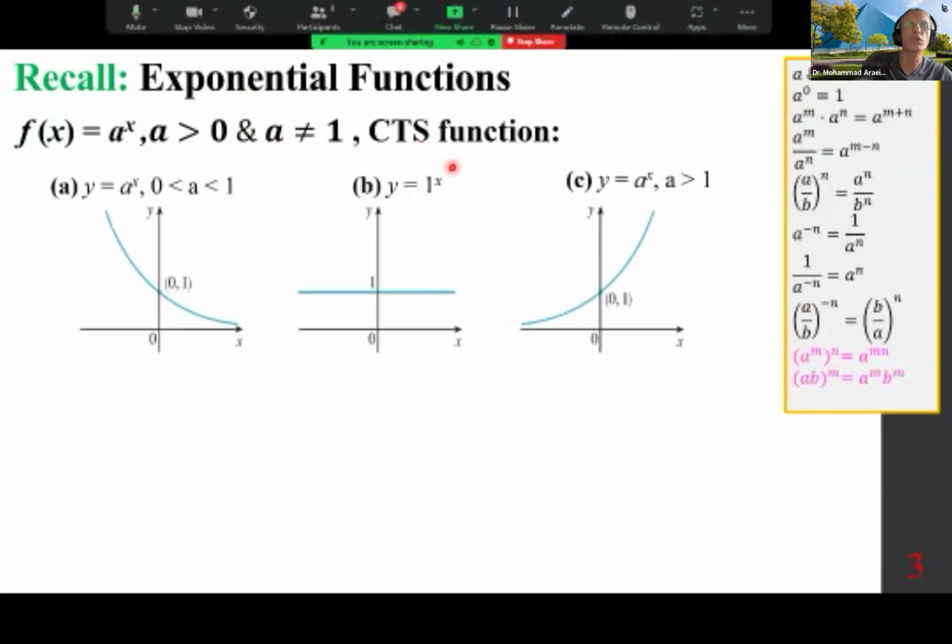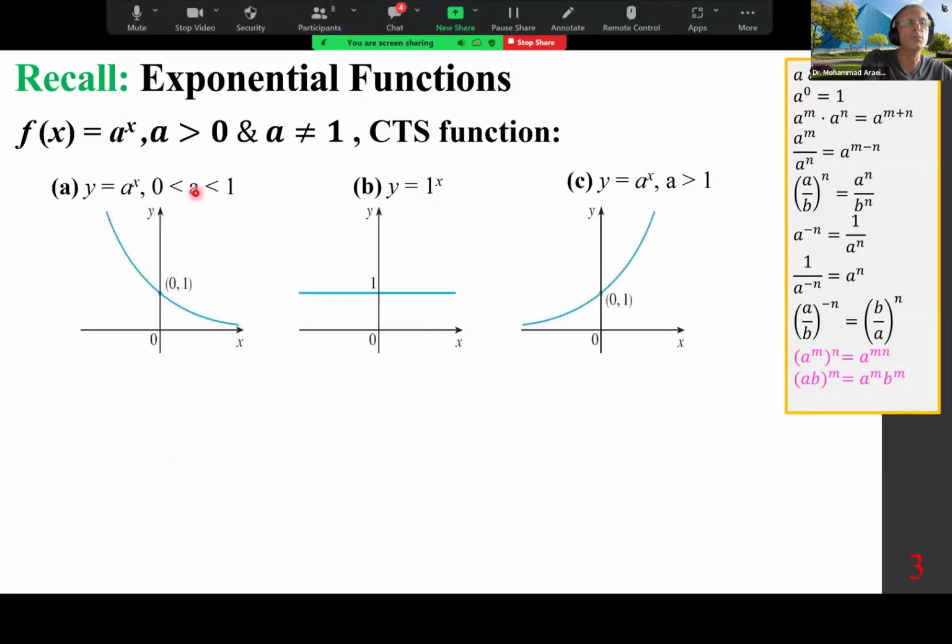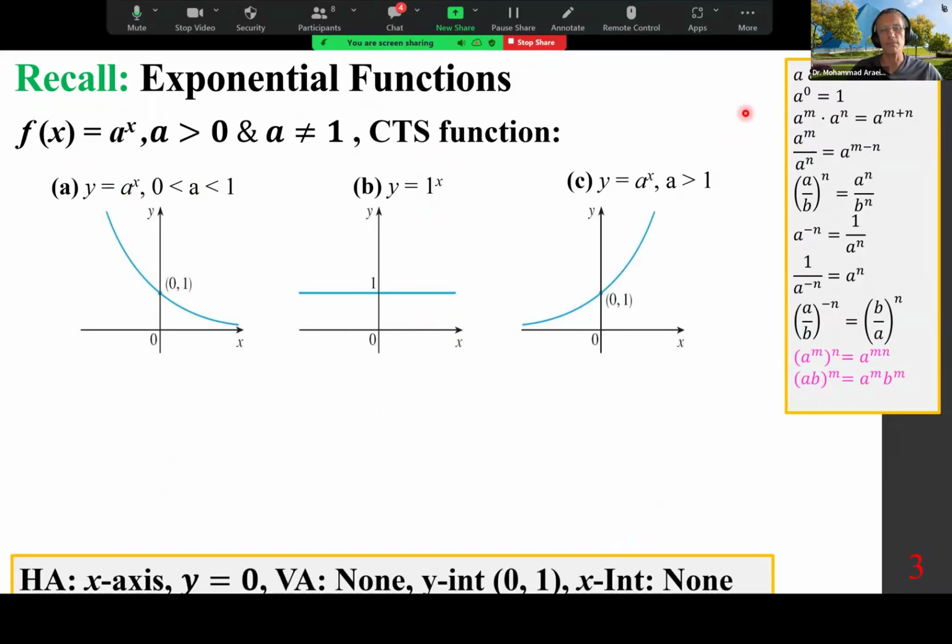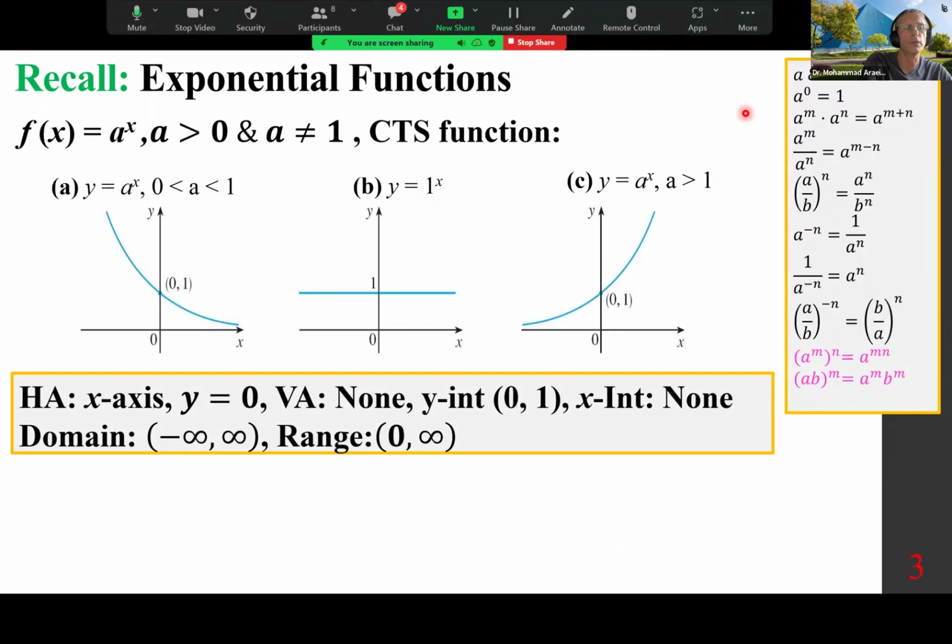So first and foremost, what happens when a is 1? It's not an exponential function. It is a horizontal line. When a is between 0 and 1, it's an exponential decay. When it's larger than 1, it's an exponential growth. It gives rise to the following.